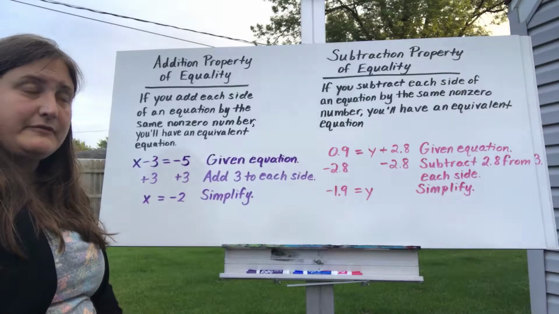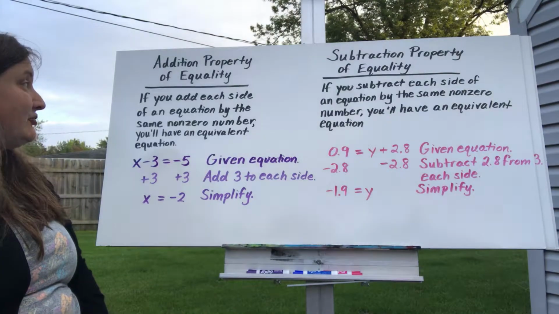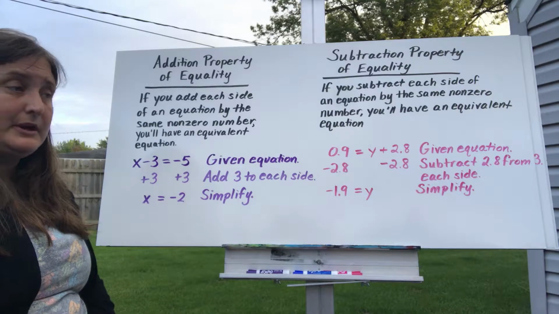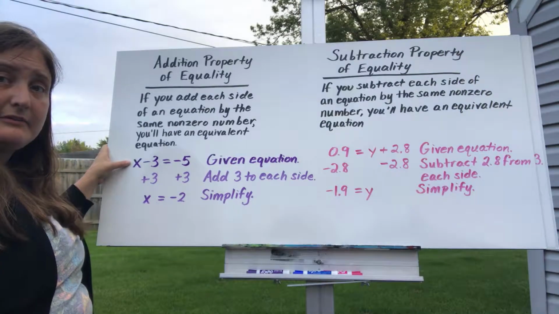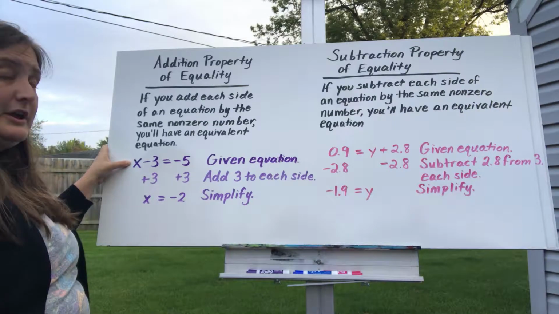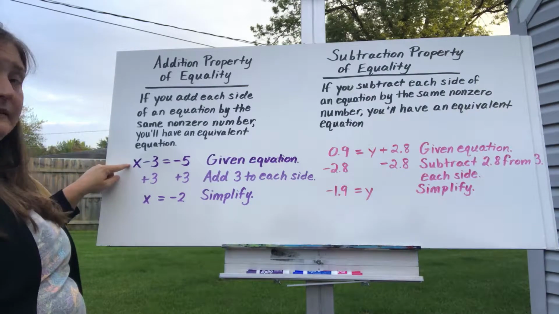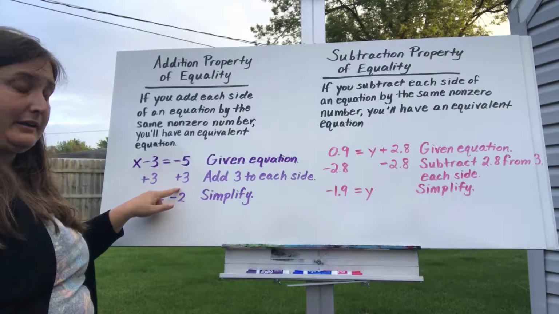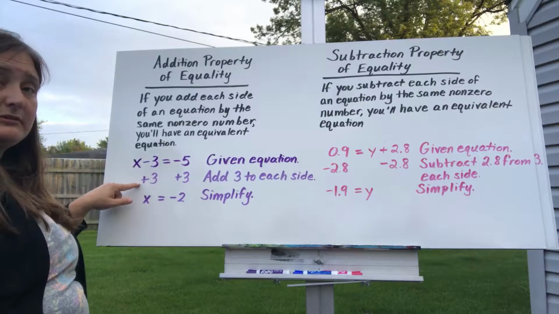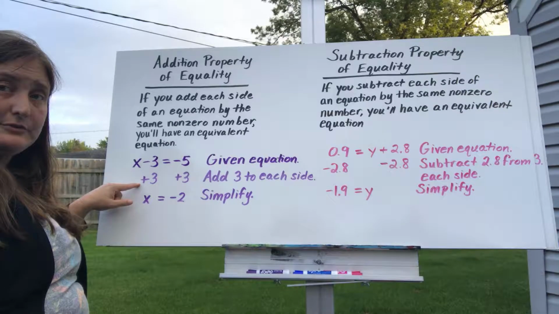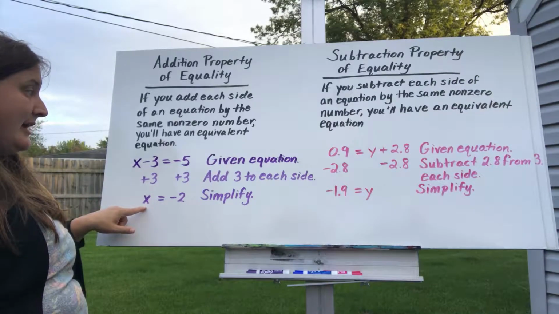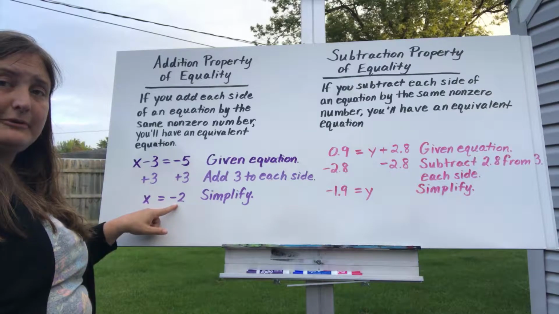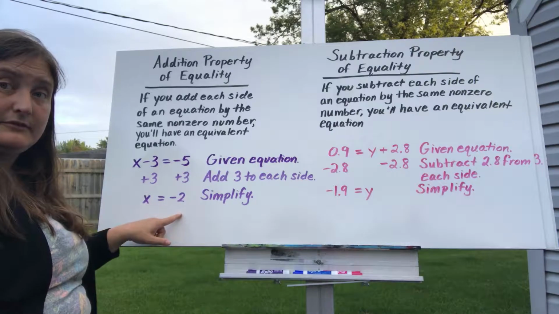The addition property of equality states that if you add each side of an equation by the same non-zero number, you'll have an equivalent equation. So if I'm given an equation like x minus 3 equals negative 5, in order to solve this, I want to isolate my variable. I want to get x by itself. So I'll add 3 to both sides. What this does, my minus 3 and plus 3 here cancel out. They're worth a total value of 0. So I'm left with x, and negative 5 plus 3 equals negative 2. So after simplifying, I have an answer of x equals negative 2.